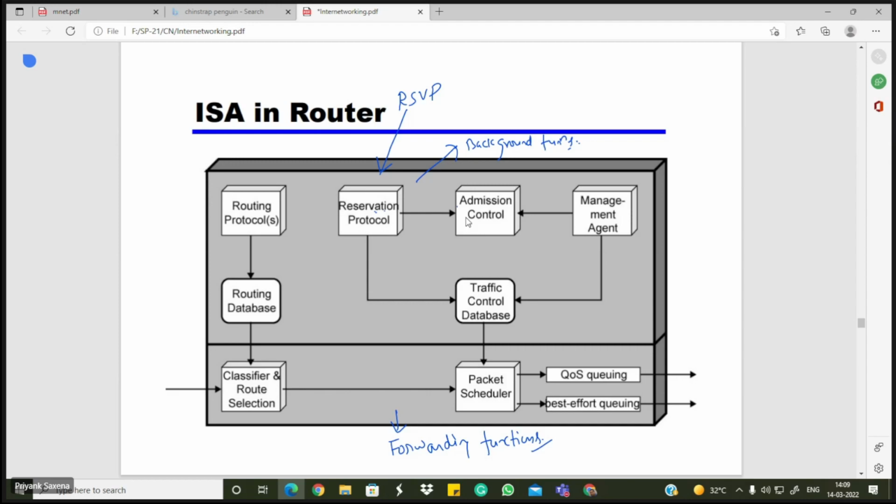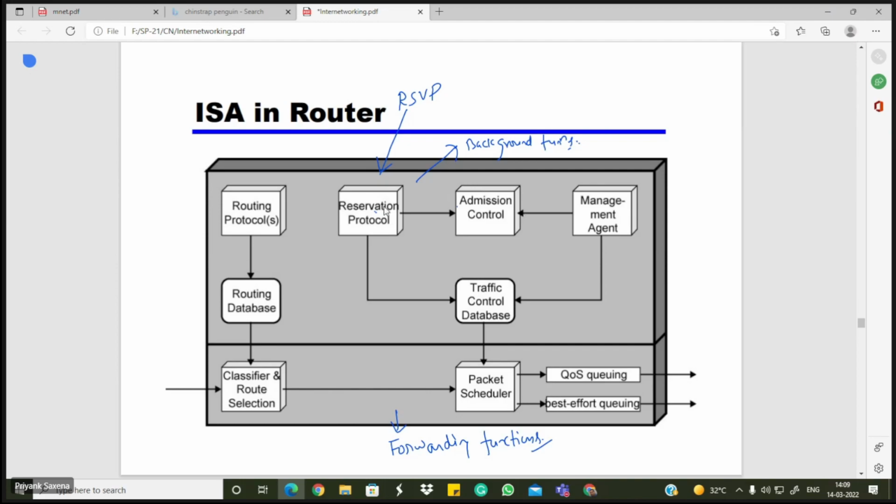It guides the admission control unit and also updates the traffic control database based on that. So if it is allowed by the admission control, a new application has been admitted. This management agent guides the traffic control database. It is just a network management protocol, SNMP, that controls the admission procedures, right?